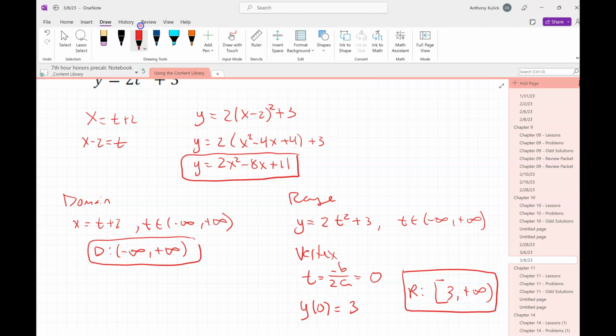Does that feel okay? Yeah. The 3 gets a bracket because clearly 3 is an output of y. I've just shown it. That's why it's getting a bracket rather than a parenthesis. Joe? How do you know it goes to? Oh, because it opens up.